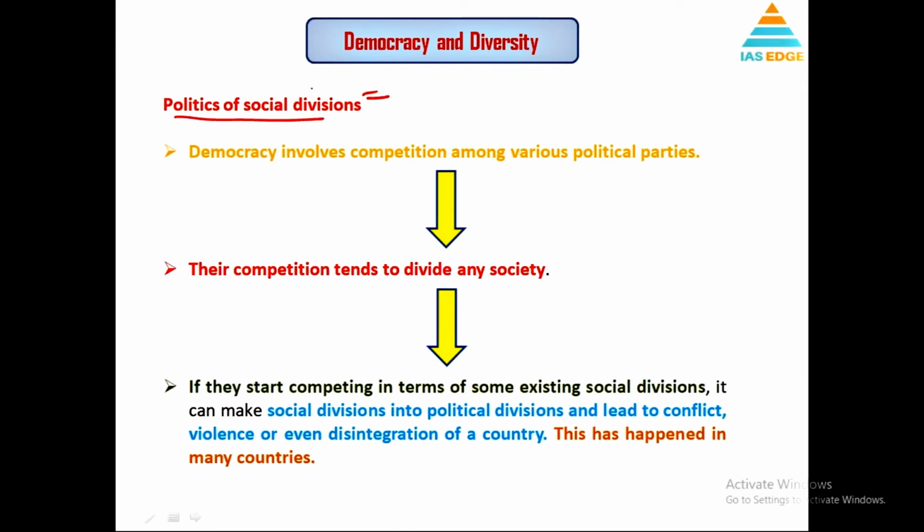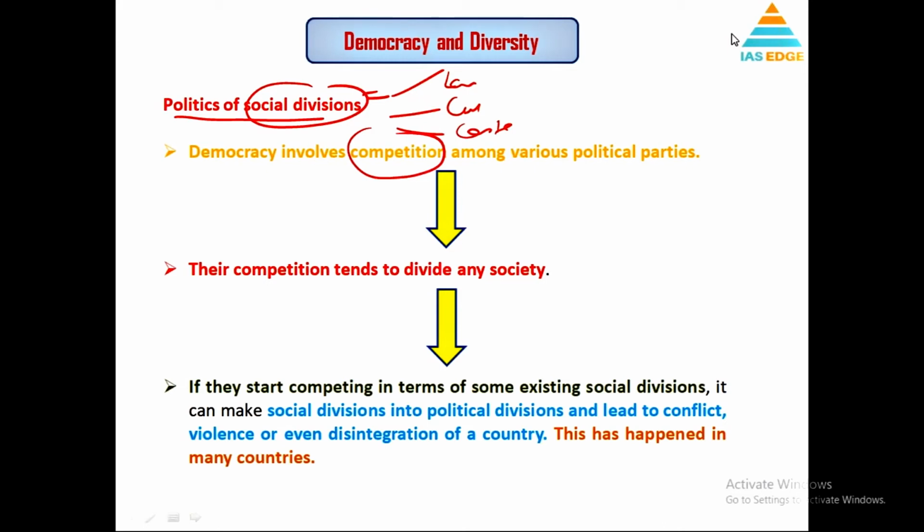So are politics and social division related? Definitely they are related. Can social division, which is based on social difference, lead to political division? And is this political division harming the country's growth? Is it harming the political situation, or creating a divide in society? Or are we actually able to find a way out of it? They are definitely related, first of all. Now, what happens? Politics of social division.